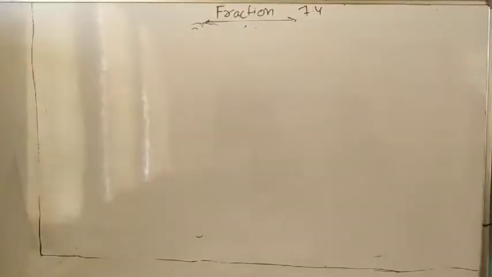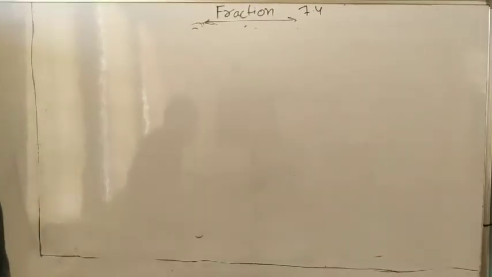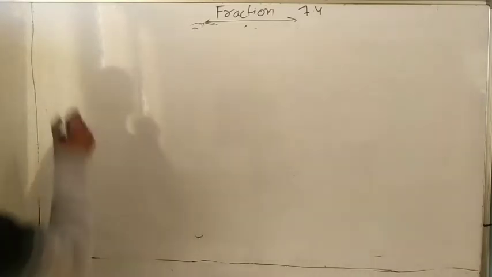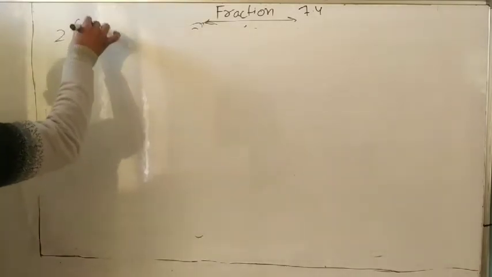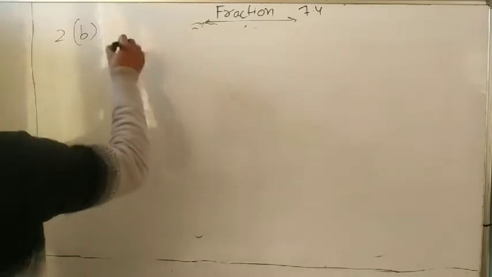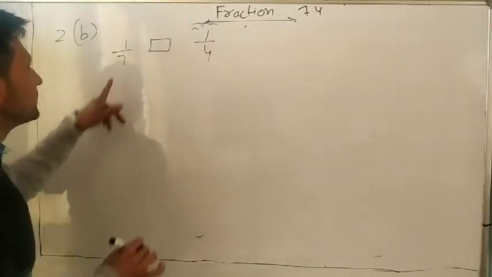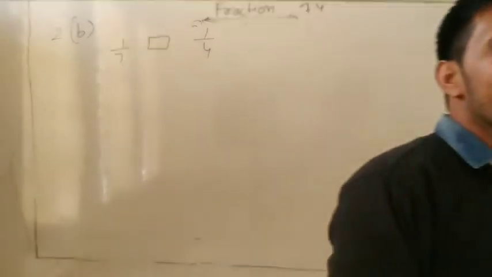Question number 2. Compare the following fractions. The first part you can do yourself because it is a like fraction. For part B, I am telling you, only part B. What is 1 by 7? It is 1 by 4. We observe they are unlike fractions.